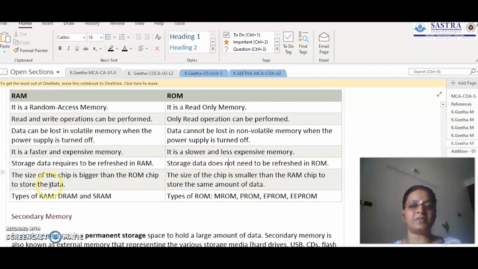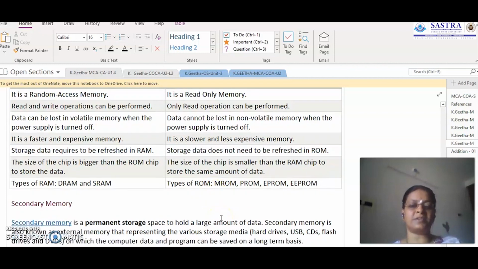whereas here the data which is stored is static and need not be refreshed every time. The size of the ROM chip is bigger compared to the size of the RAM for the same storage capacity. There are two types of RAM, namely DRAM and SRAM, whereas coming to ROM, we have many classifications based on the technology which we adopt for programming it and for erasing it. So this completes the discussion of read only memory.